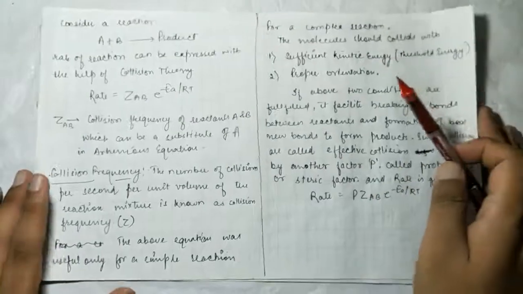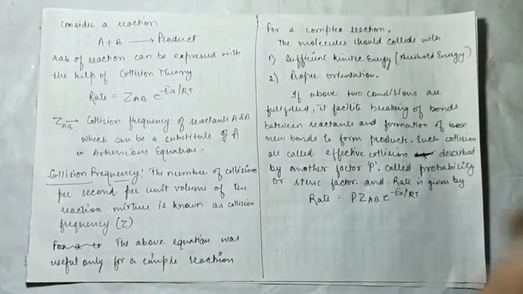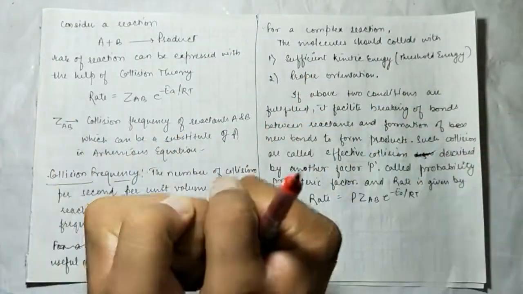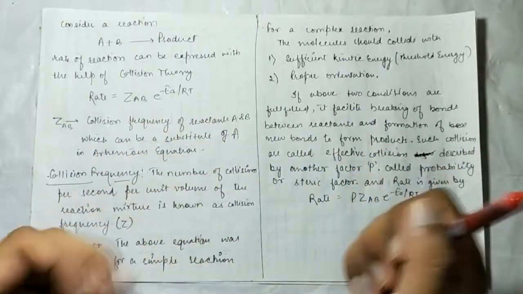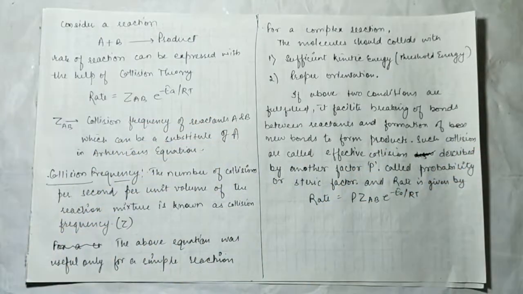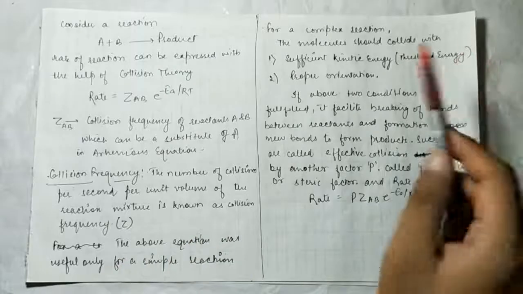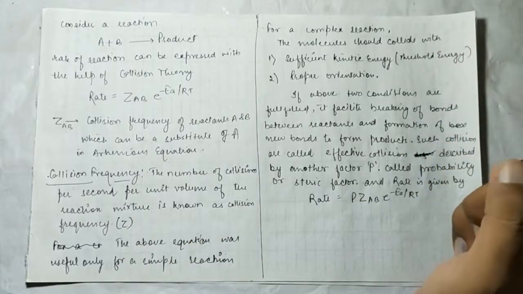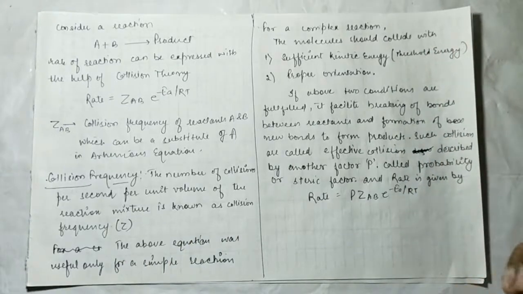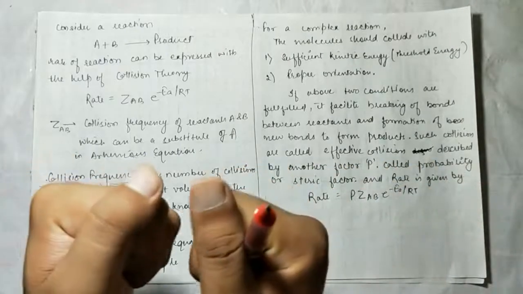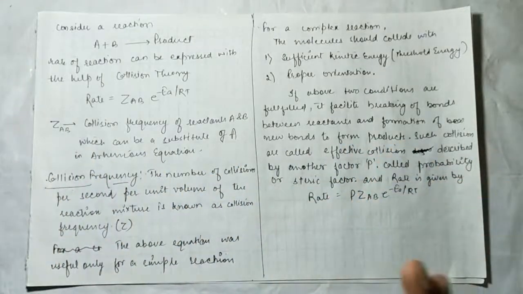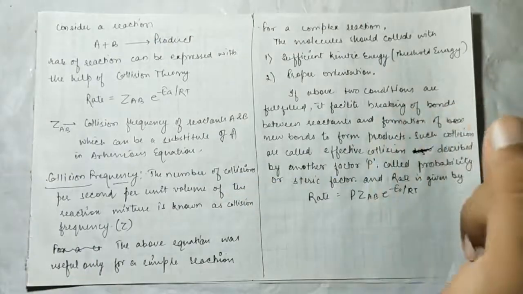देखो, अगर वो particles एक दूसरे के साथ कोलाइड करते हैं लेकिन उनकी इतनी एनर्जी नहीं है कि रिएक्शन हो, मतलब उनके अंदर सफिशिएंट काइनेटिक एनर्जी नहीं है, जिसको हम थ्रेशोल्ड एनर्जी भी बोलते हैं. That means minimum energy required for a reaction to occur. वो नहीं है तो वो ऐसे ही टच होकर दूर हो जाएंगे, उनके बीच में रिएक्शन नहीं होगी. Second thing, proper orientation should be there.